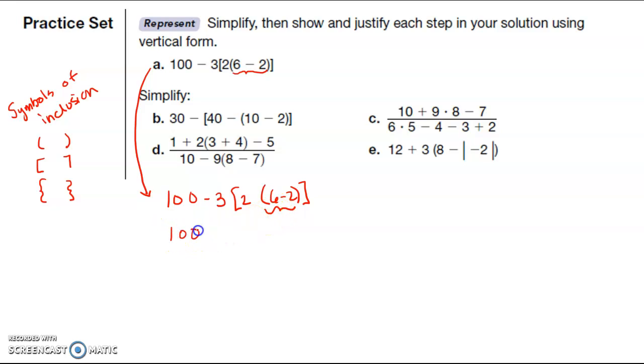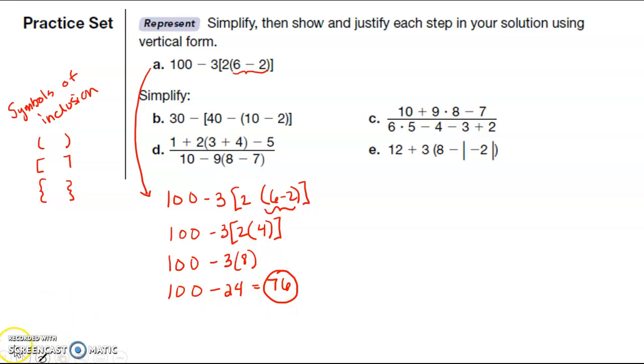So I have 100 minus 3 bracket 2 times 6 minus 2 is 4. Okay, so the 100 we're not dealing with yet. The 3 we're not dealing with yet. 2 times 4 is 8. Okay, 100 is still there. 3 times 8 is 24. And then 100 minus 24 is 76. So that's our answer to the first one.